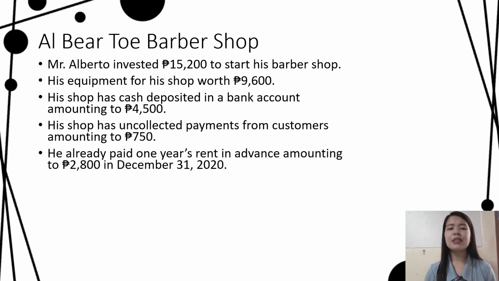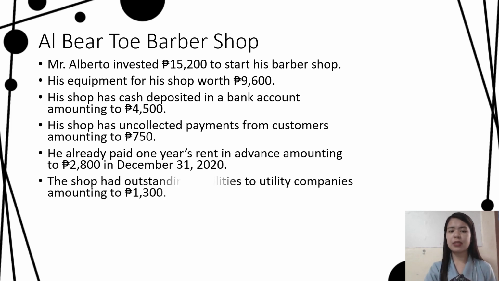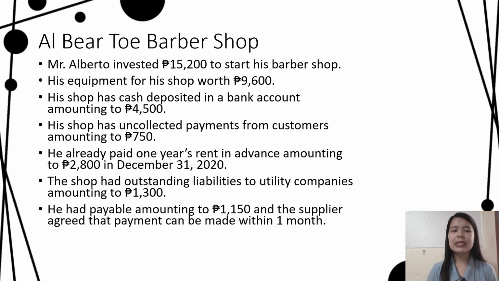He already paid 1 year's rent in advance amounting to 2,800 pesos on December 31, 2020. The shop had outstanding liabilities to utility companies amounting to 1,300 pesos. And lastly, we had a payable amounting to 1,150, and the supplier agreed that payment can be made within 1 month.